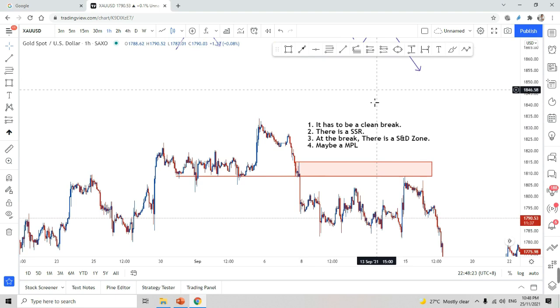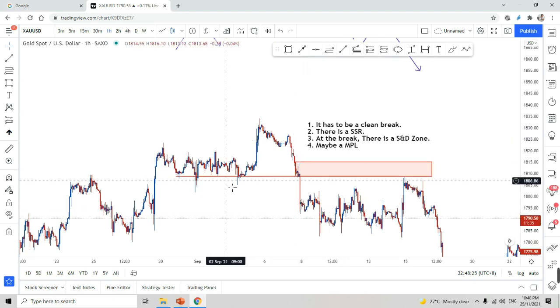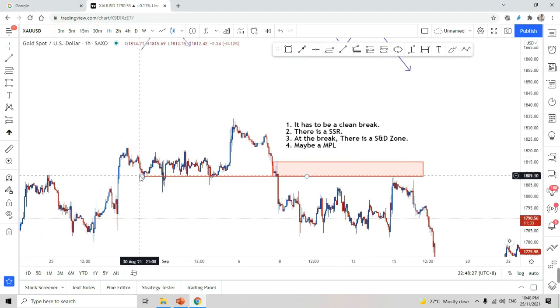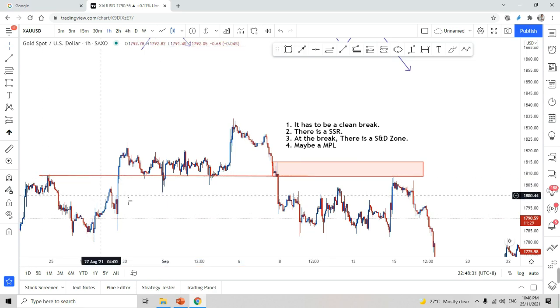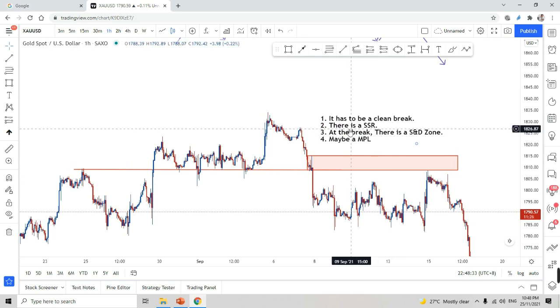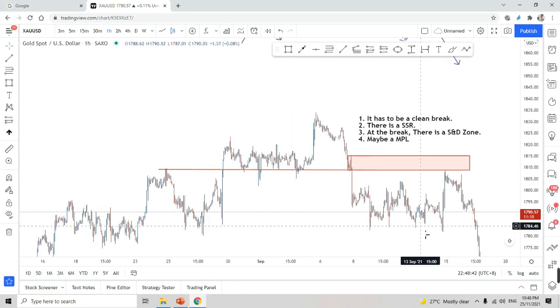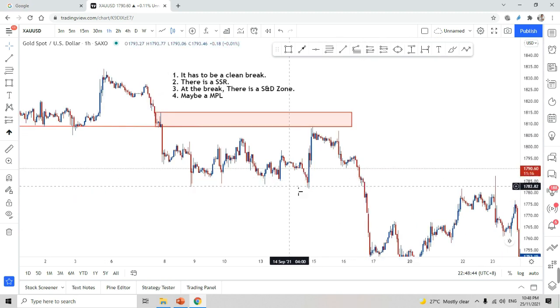So it has to be a clean break. It is an SSR, with a lot of rejection along the way back here too, a lot of rejection. Then for this case, it's a zone, not MPL. It's a zone. So a very, very nice entry. And I'm showing you another example. You can see it over here. So this is another example.